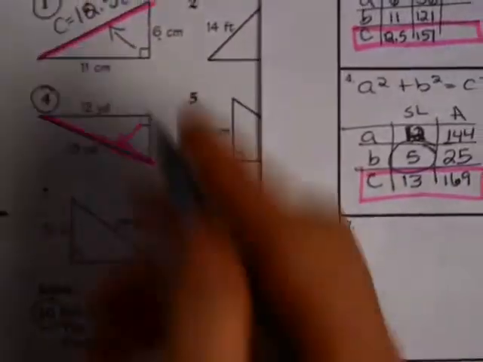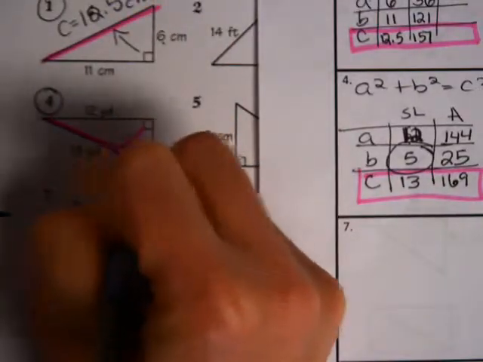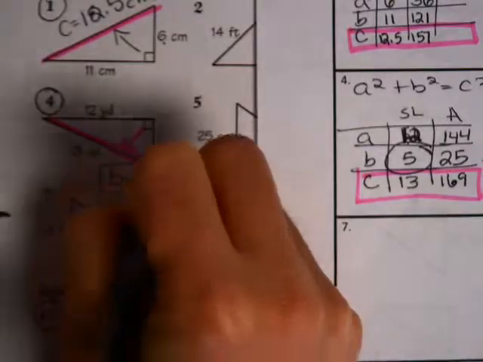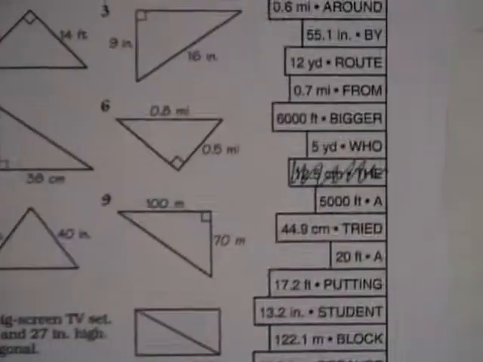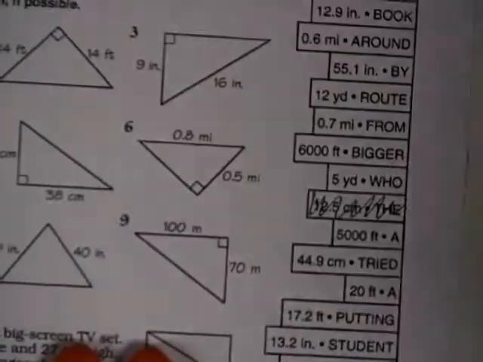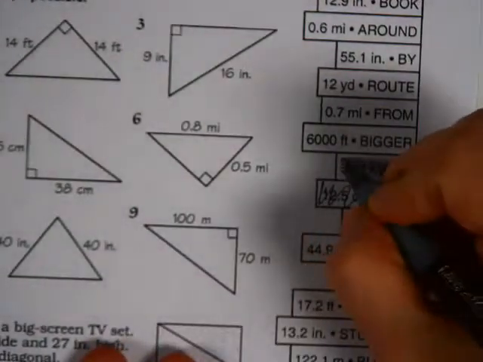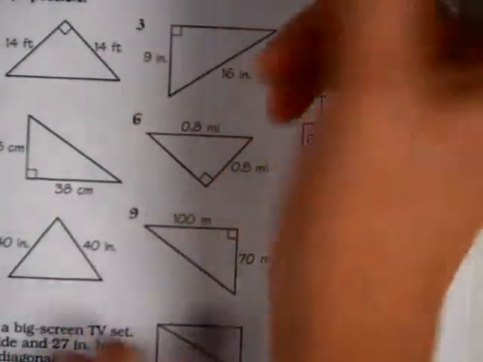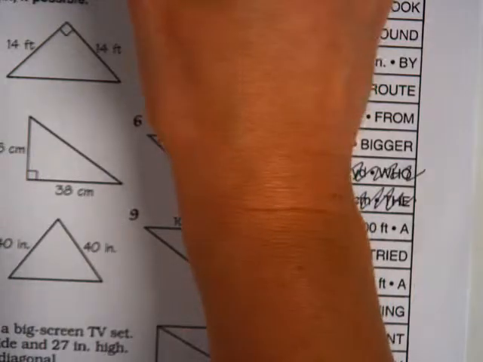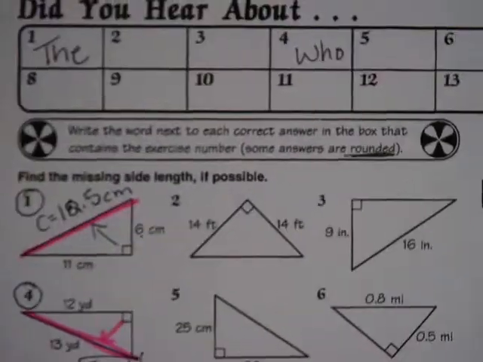Okay, so 5 yards is our answer. Then we'd go to number 4. We'd look for 5 yards. Oh, right there. And number 4 is who. Can't really see, I did that.